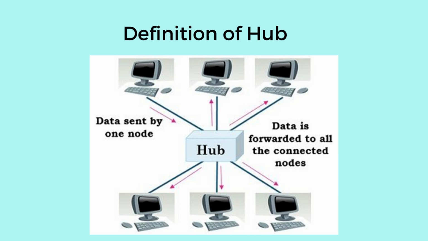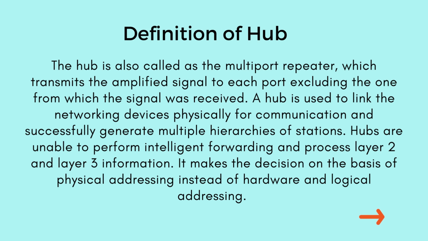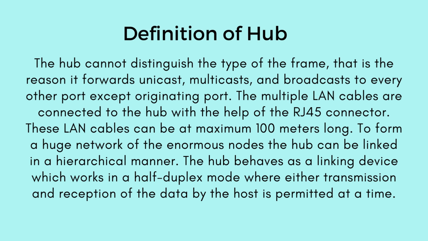Definition of hub. The hub is also called the multiport repeater, which transmits the amplified signal to each port, excluding the one from which the signal was received. A hub is used to link the networking devices physically for communication and to generate multiple hierarchies of stations. Hubs are unable to perform intelligent forwarding and process layer 2 and layer 3 information. It makes the decision on the basis of physical addressing instead of hardware and logical addressing. The hub cannot distinguish the type of the frame. That is the reason it forwards unicast, multicast, and broadcast to every other port except the originating port.